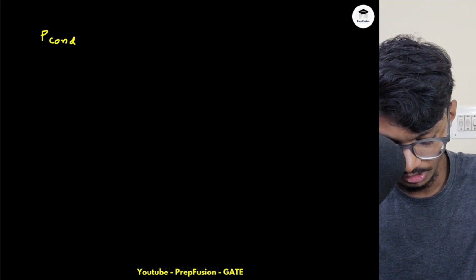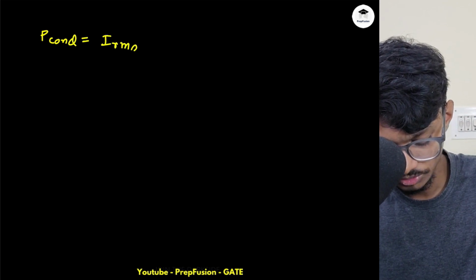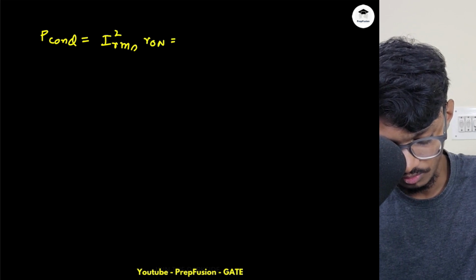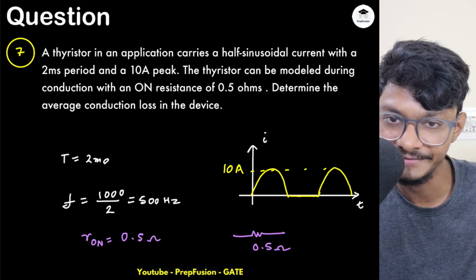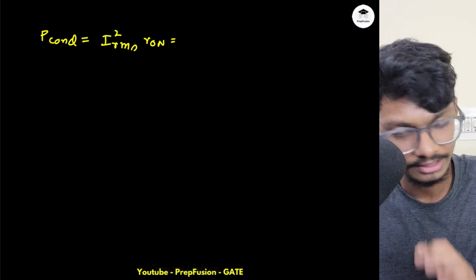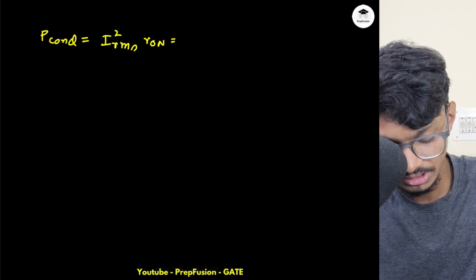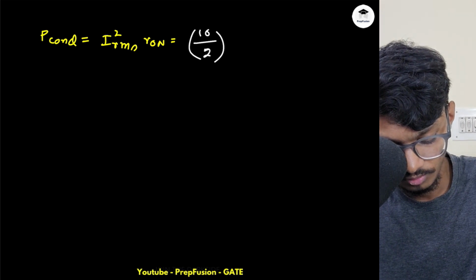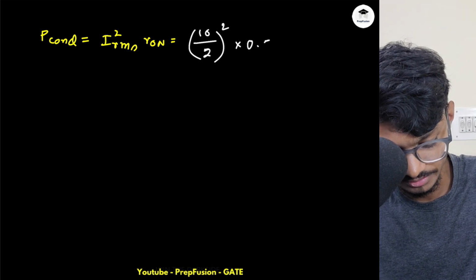So we have used the second model. So this time it will be IRMS whole square into R on. So IRMS is what? IRMS is basically this, right? And what is the RMS of half sinusoid? It is peak by 2, right? This I have used in the previous questions also, and this I will teach you in the next chapter, and this has been taught in analog electronics, rectifiers and filters. So for a half sinusoid it will be peak by 2, and if I do the square of this, it will be 25 basically, and into R on, right? This will be the loss basically.